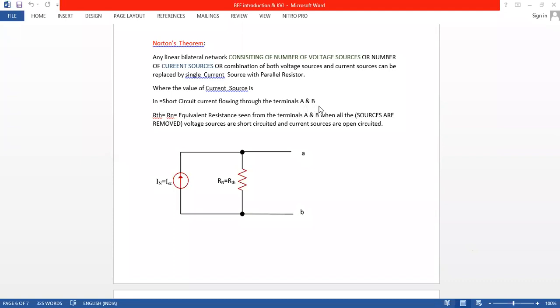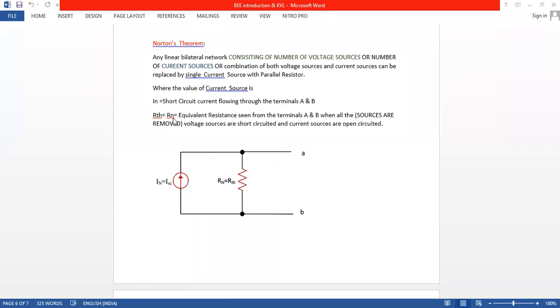You know what we mean by the word short circuit as per our subject? How to do the short circuit? You place the copper wire. Yes or no? Short circuit means placing the copper wire between the terminals. And one more, once again read what is written here. What does RN stand for? Norton's resistance.